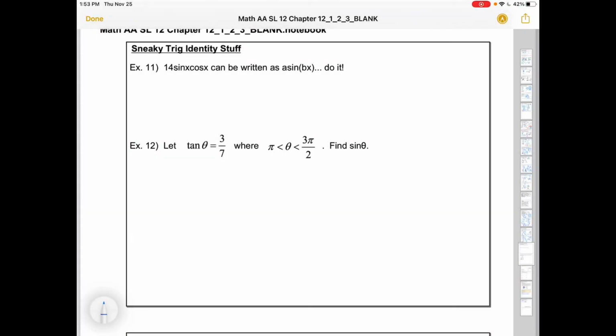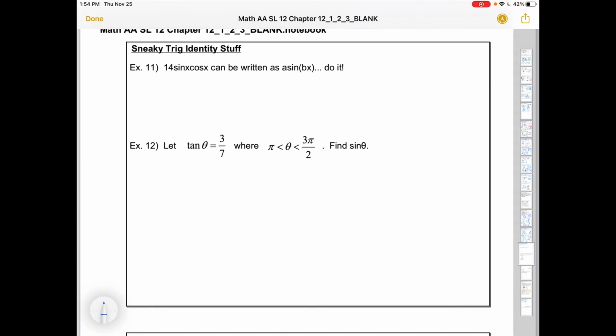Hi folks, welcome to this lesson on what I'm calling sneaky trig identity stuff. There's not really any new information in this one, so I'd really recommend that you give each of these questions a shot before you watch me do them, or maybe if you need a little help getting started with the first little part and then you find what the technique is, then you pause and try and polish it off. So here we go, sneaky trig identity stuff.